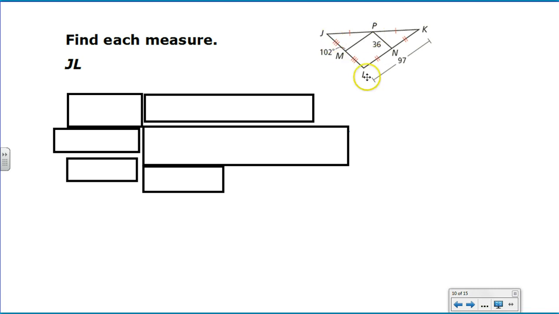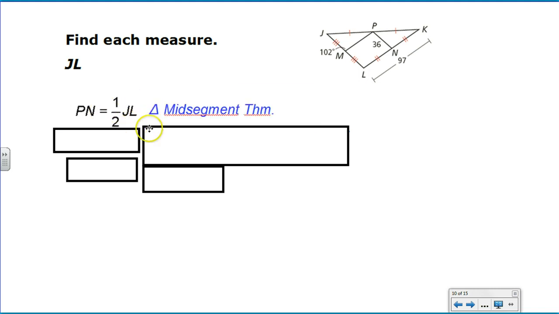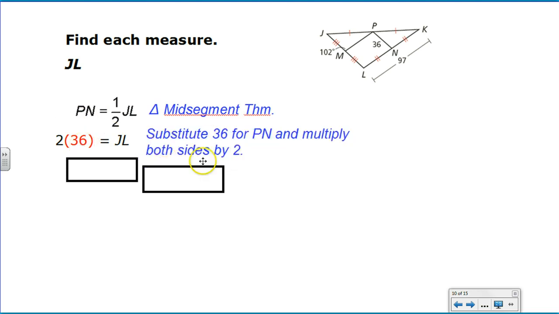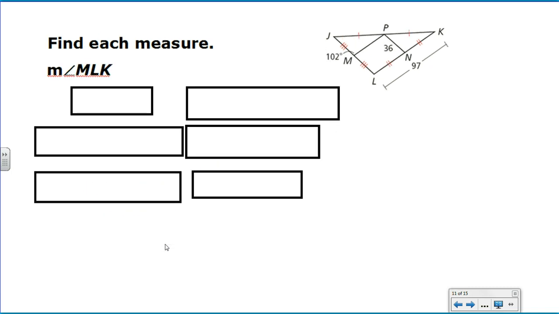So JL must be 2 times 36. So we can say PN is half of JL by our triangle midsegment theorem. And we can now substitute, right, 36 for PN and multiply both sides by 2. And this is simply substitution and multiplication. And we simplify and say that JL is 72. Good job. And pause the video and see if you can find the answer.